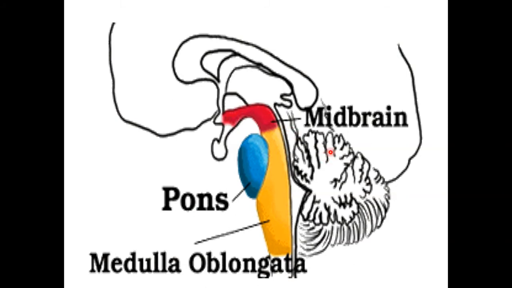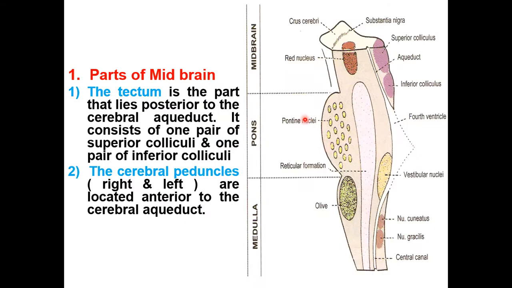This is the diagram I showed previously. This is the midbrain, and this is the cerebellum. The midbrain is connected with the cerebellum via the superior cerebellar peduncle. In this diagram, this upper portion is showing the midbrain. Now we are going to discuss the parts of the midbrain. The midbrain consists of the tectum.